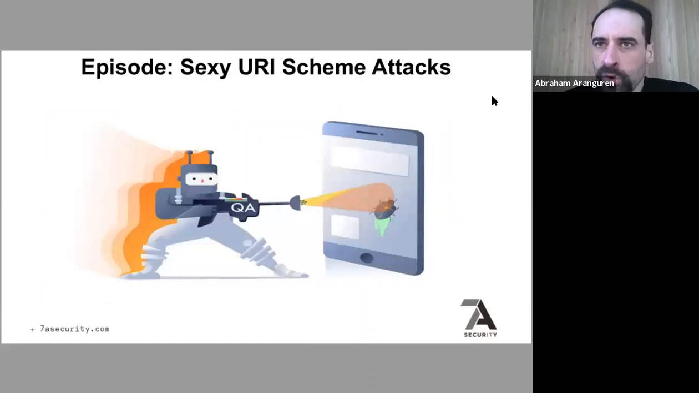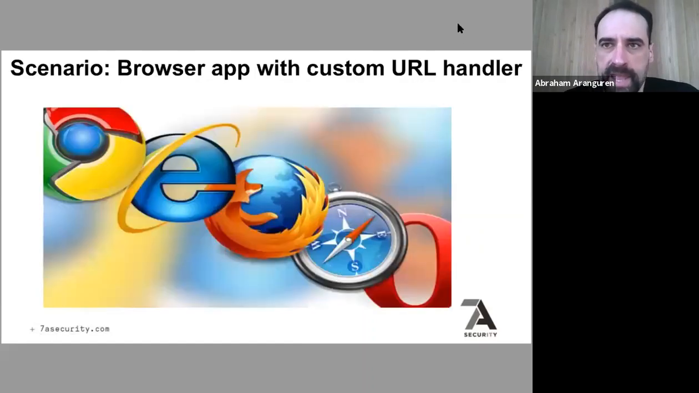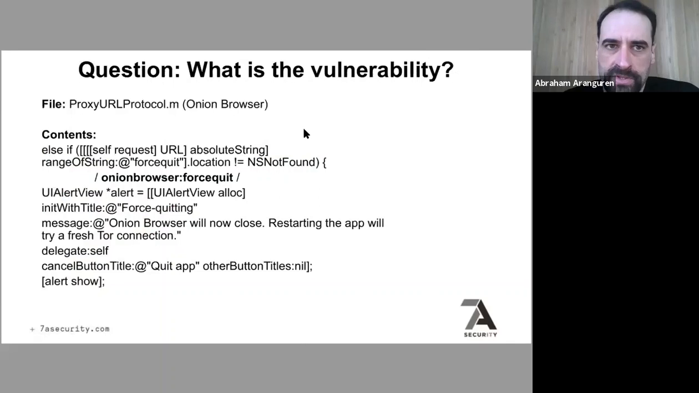Okay, let's continue. Now let's talk about sexy URI schema tags. This was a browser application with a custom URL handler. Can anybody see the vulnerability here? Any guesses about what is potentially wrong with this? Any takers? Have an answer for Squid.